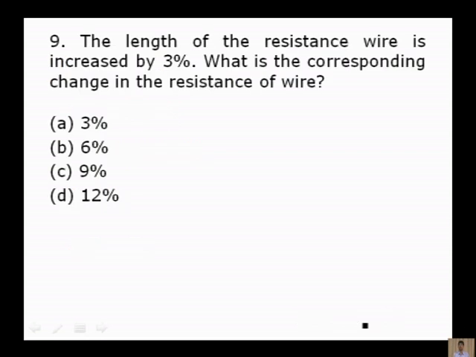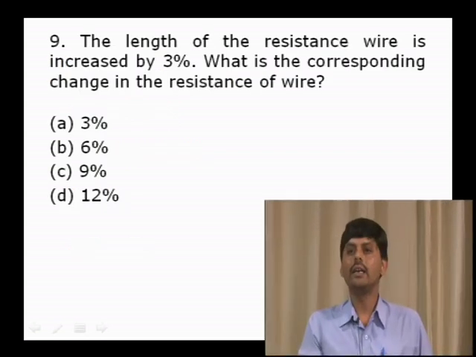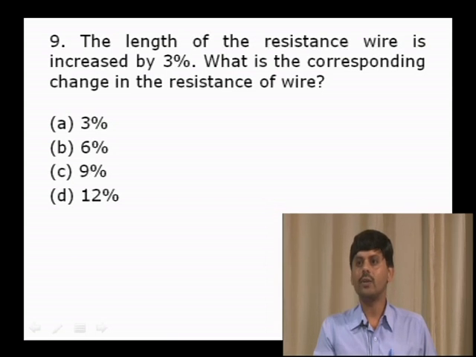Question number 9. The length of the resistance wire is increased by 3%. What is the corresponding change in the resistance of the wire? Here the options: A 3%, B 6%, C 9%, D 12%.